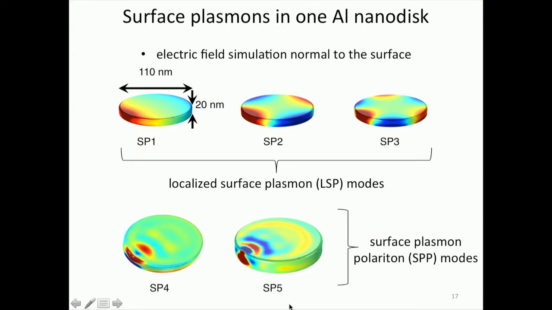So now that we have an idea of how the plasmon modes look, at least for large diameters, we would like to understand how these modes change as a function of feature size.